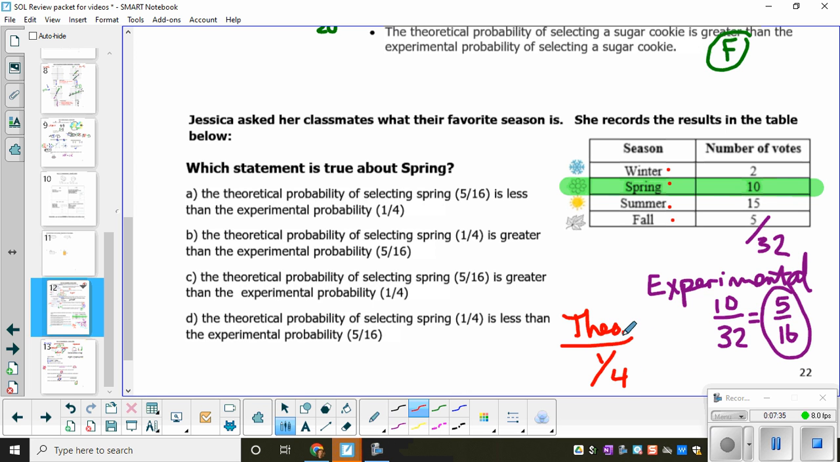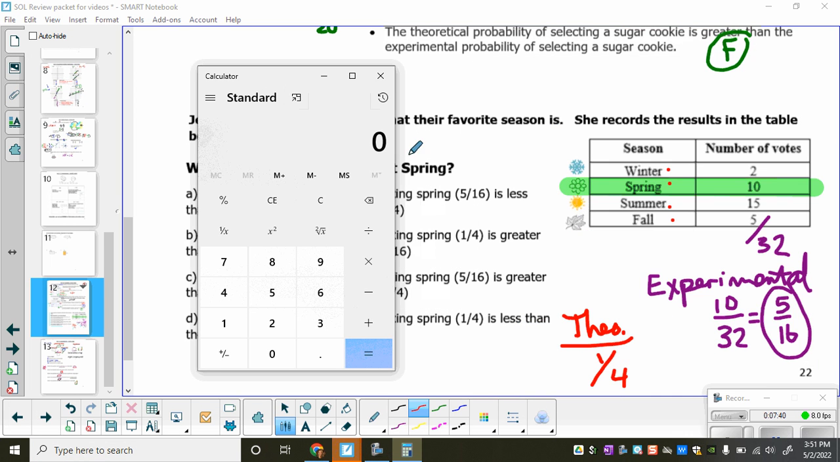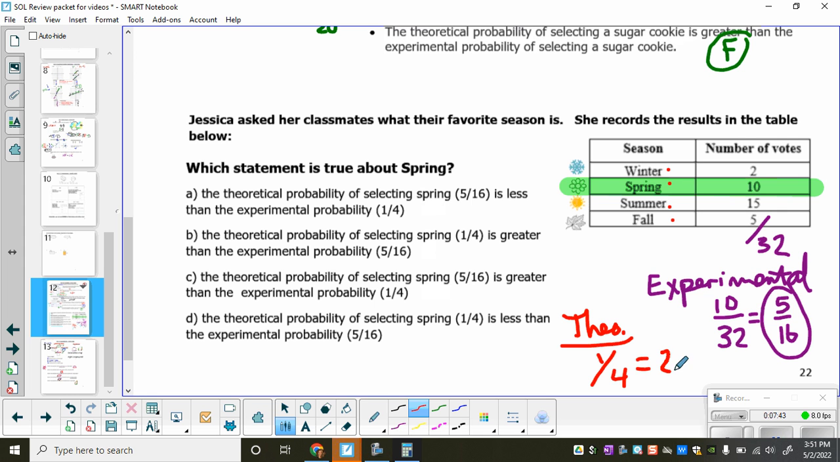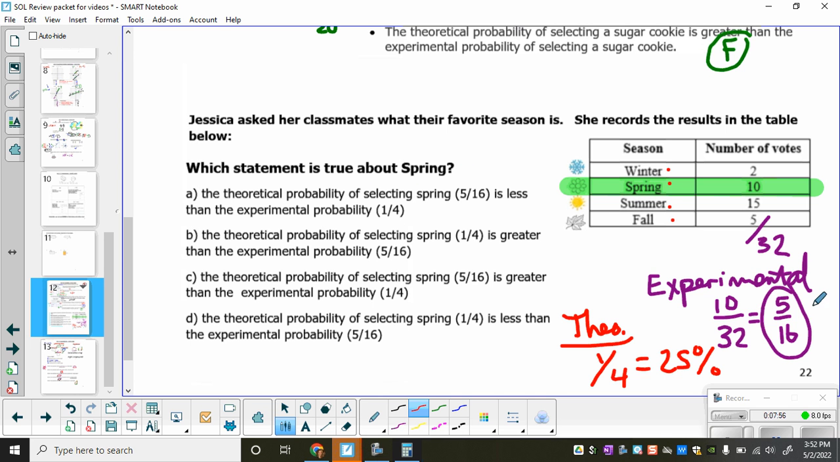Now what we need to do is just convert these real quick into percentages. So let's get the calculator out. And theoretically, I think you guys are okay with that being a 25%. That's not a problem, a fourth of the time. But let's just divide the 5 by 16 real quick to see what it is as a percent. All right, if I move that decimal over twice, it's going to be a 31.25%. So it looks like the experimental results are greater than what we would have predicted. More people voted for spring than we would have predicted.